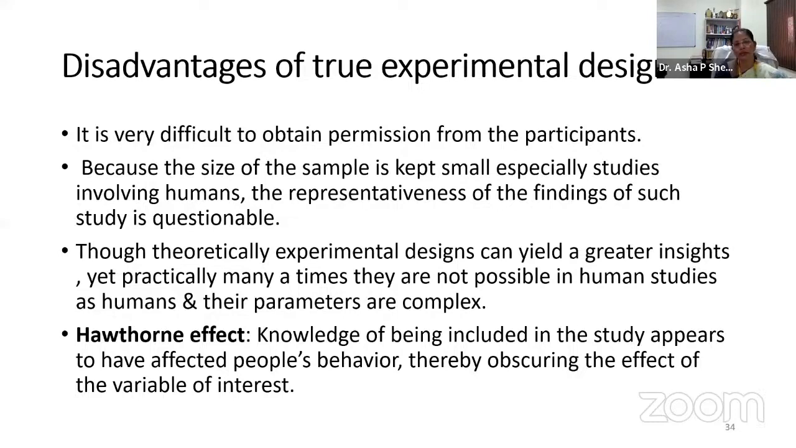Usually there is the Hawthorne effect, that is, when individuals know that they are being included in the study, their characteristics or behavior automatically change, and that will affect the effect of the variable of interest. So that is the Hawthorne effect that is usually observed in true experimental studies.